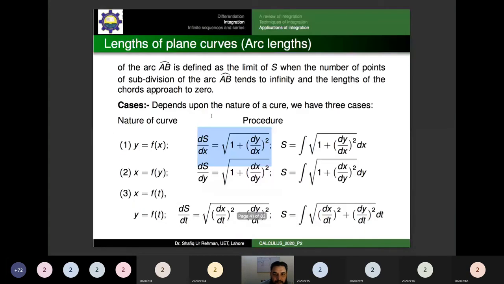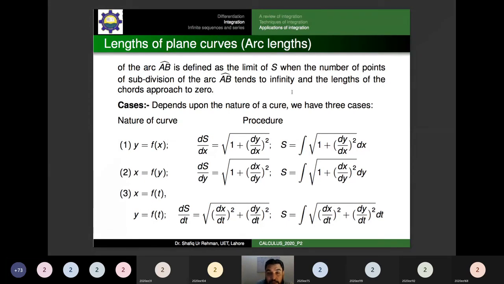And then we bring in the concept of limit. Then the length of the arc AB is defined as the limit of S when the number of points of subdivision of the arc tends to infinity. We say that n approaches infinity. There are too many, and the lengths of the chords approach 0. There is hardly any significant distance to be traveled from P0 to P1, then P1 to P2, and so on.